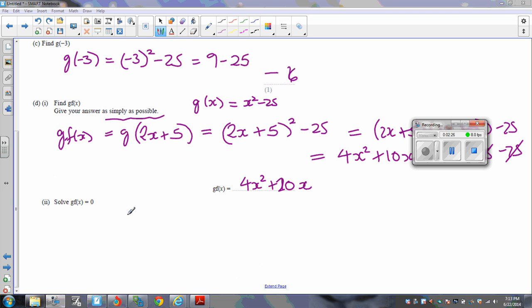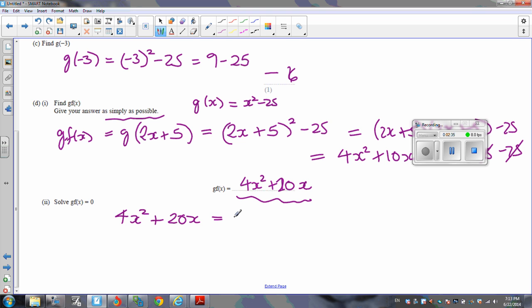Okay, last bit, we're asked to solve gf of x is equal to 0. Well, this is my gf of x, so I know that 4x squared plus 20x is equal to 0. Now it's a quadratic equation. I'm going to solve it by factorising, by realising that there's a common factor on the left-hand side here, and the common factor is 4x.